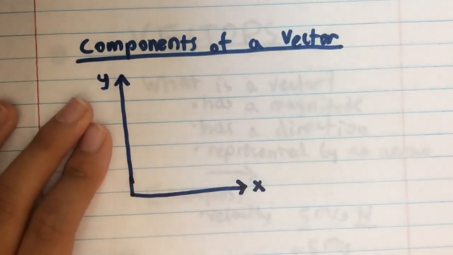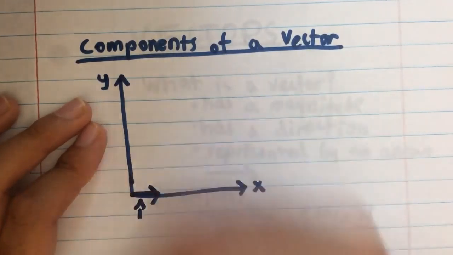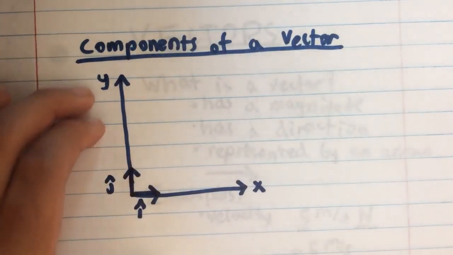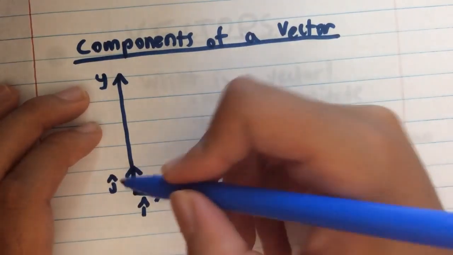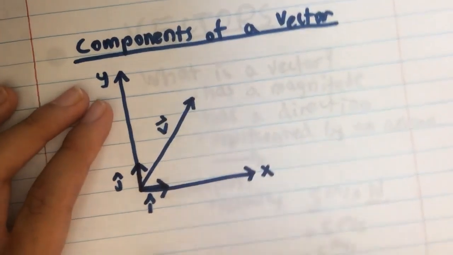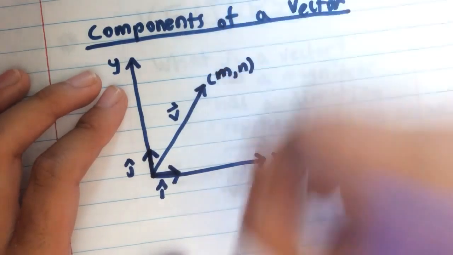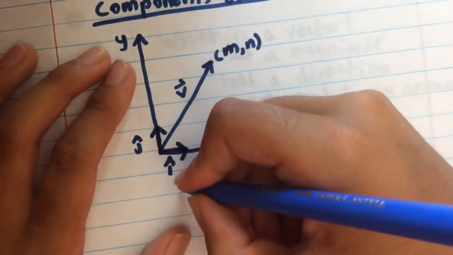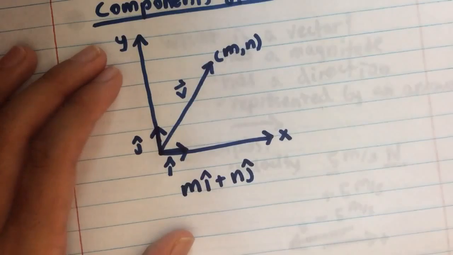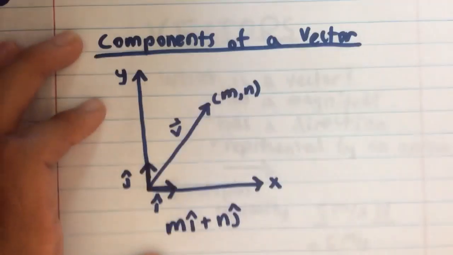So here's my coordinate axes. And remember, we have our unit vectors i, which is 1 unit in the x direction, and j, which is 1 unit in the y direction. And remember, we have a vector, let's call it v, and we wrote that if it goes to a point (m, n), then this vector is represented as mi + nj. So that's how we talked about graphing vectors in our last video about them.